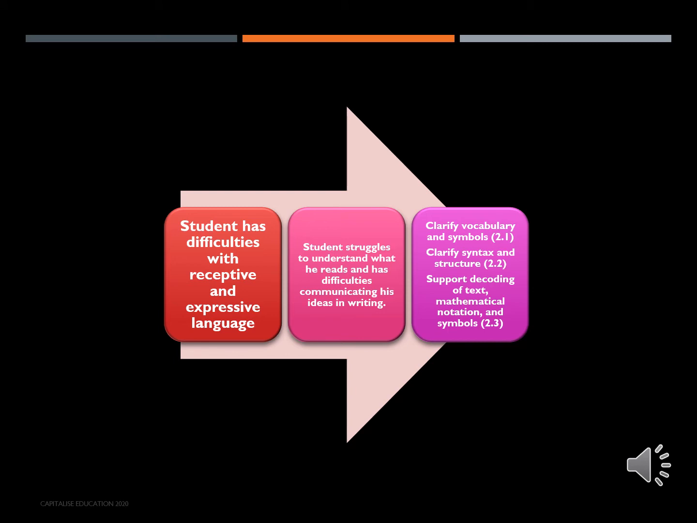For our hypothetical student who also has difficulties with receptive and expressive language, that means he struggles to understand what he reads and has difficulties communicating his ideas in writing, we can have a look at 3 UDL checkpoints. Checkpoint 2.1, which is clarifying vocabulary and symbols. Checkpoint 2.2, clarify syntax and structure. And checkpoint 2.3, support the decoding of text, mathematical notation, and symbols.